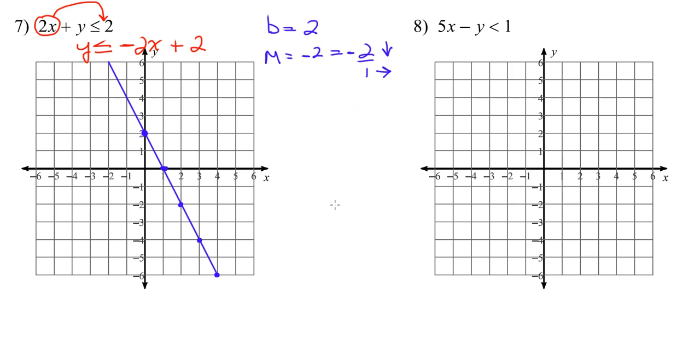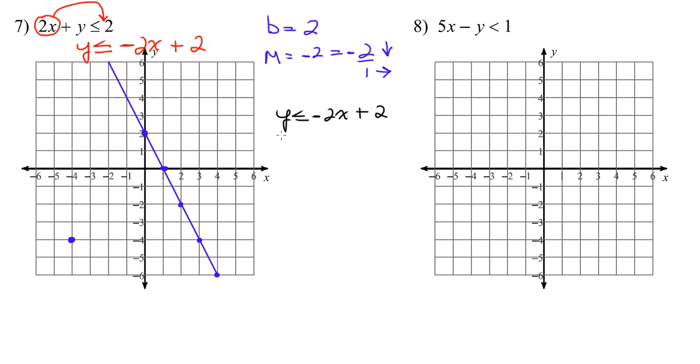Next, we need to determine where to shade. It is less than or equal to, so we would shade under, which in this case is to the left. So let's test this out. We have y is less than or equal to -2x plus 2. This time, let's be adventurous. Let's pick a point like (-4, -4) and see what happens.